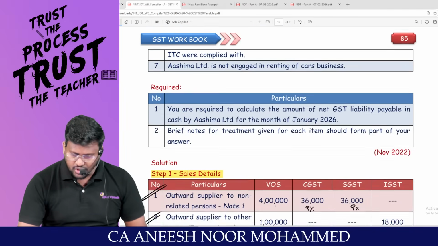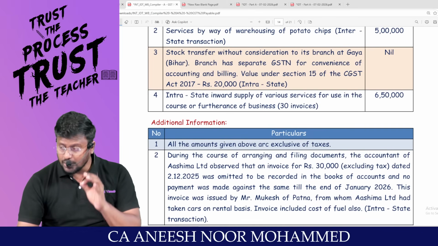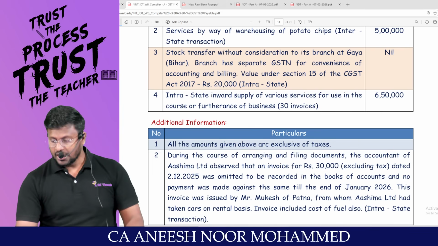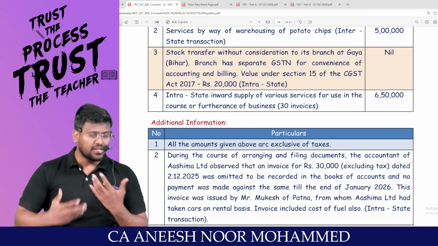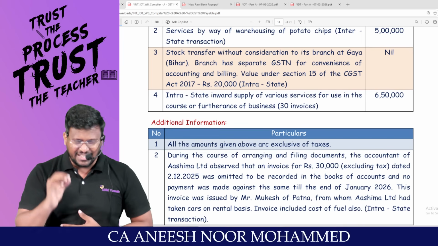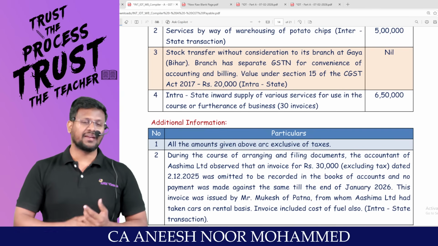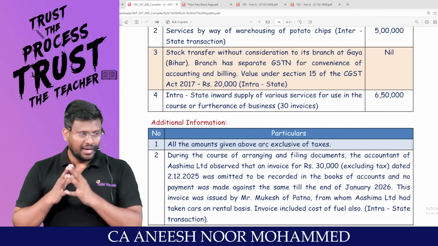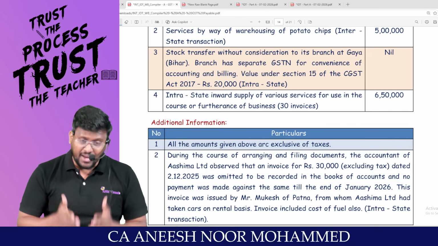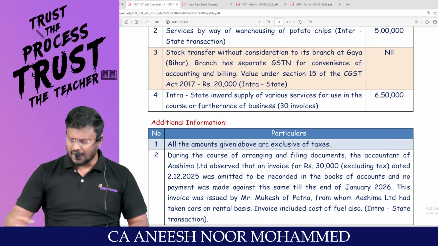What a beautiful question, my dear lovable students. With one question, how many dots they are testing? Really, if you are revising or doing this question, entire GST will be revised. This is the easiest way to revise the entire GST, like RCM, like FCM, like time of supply, place of supply, value of supply, every component they are testing.